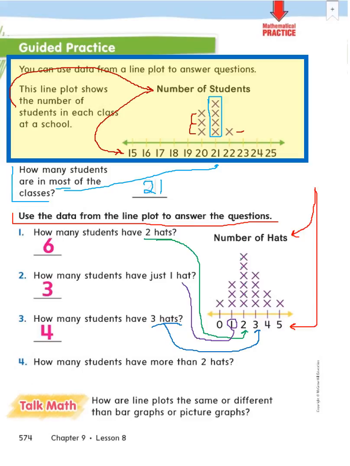Number 4, how many students have more than 2 hats? Ooh, that sounds like they're getting us ready for a brain builder. How many students have more than 2 hats? The answer is 7. Well, we find 2 hats, and it says how many have more than 2? Well, I'm going to put a box around anything that's bigger than 2, which is 3, 4, and 5. And I count all of those X's. 4 here, 2 here, 1 here. 4 plus 2 plus 1 is 7.